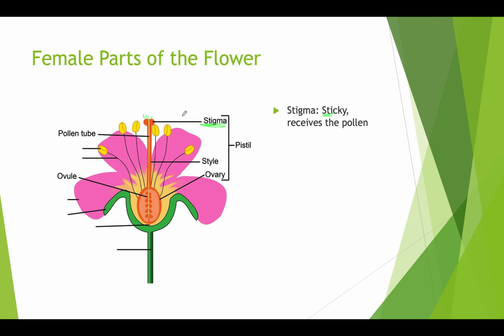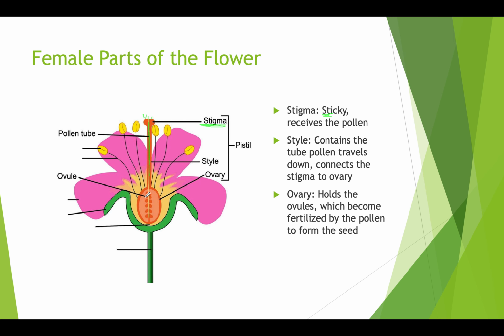After the stigma catches the pollen, it then travels down the style through what is known as a pollen tube. And the style is simply a region that connects the stigma to the ovary and contains the pollen tube. Next, we have the ovary, which, as you may guess, holds the ovules, which, after being fertilized by pollen, are what becomes the seed and later young plant.